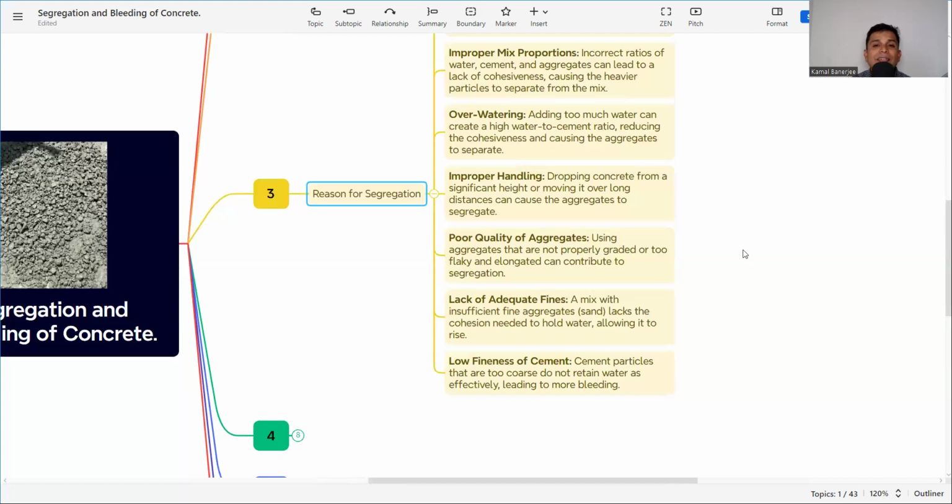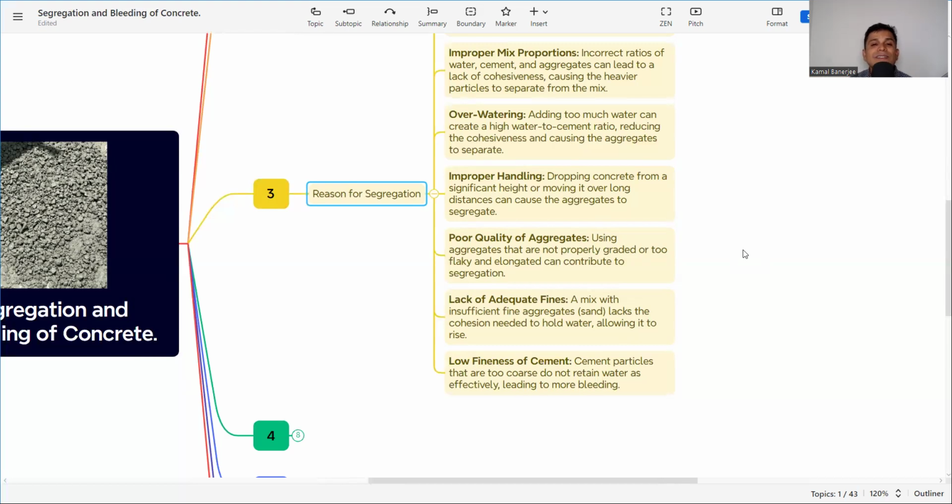Then improper handling: dropping concrete from a significant height or moving it over a long distance can cause the aggregates to segregate. As per code, the maximum height allowed is 1.5 meter. If we are pouring the concrete from more than 1.5 meter, what will happen? Due to gravity, the heavier particles of aggregate will separate from the water.